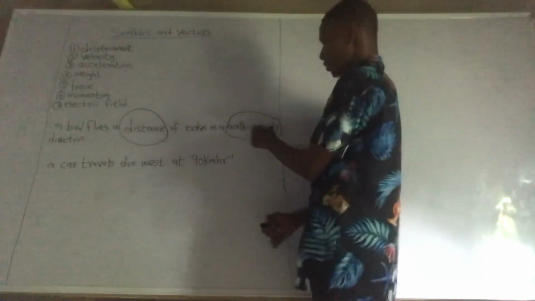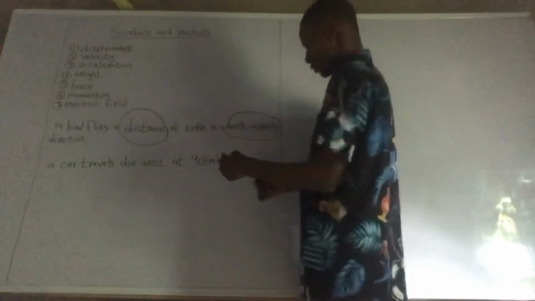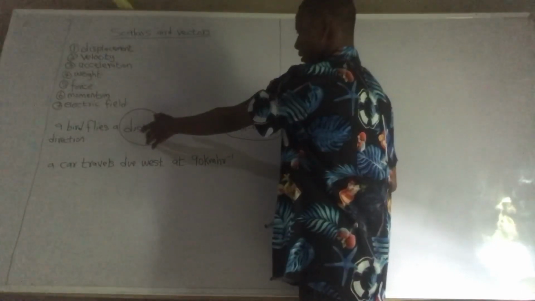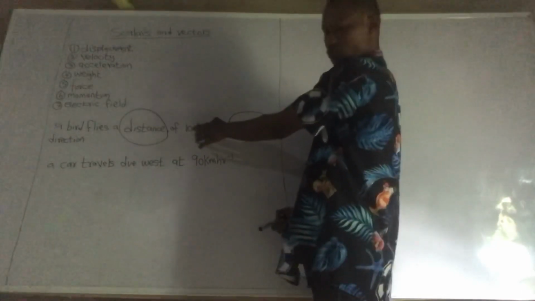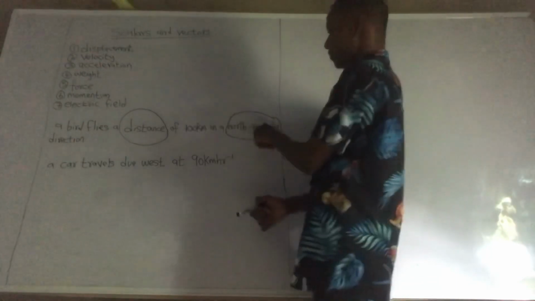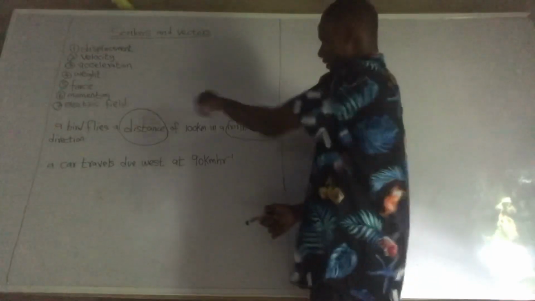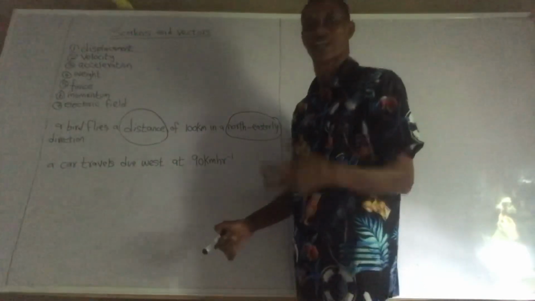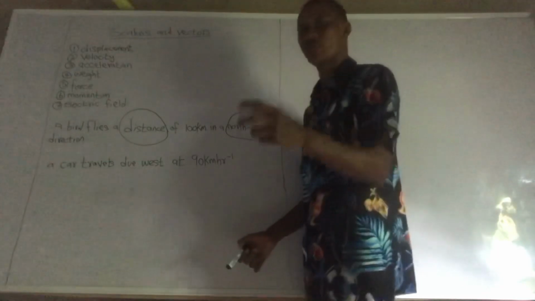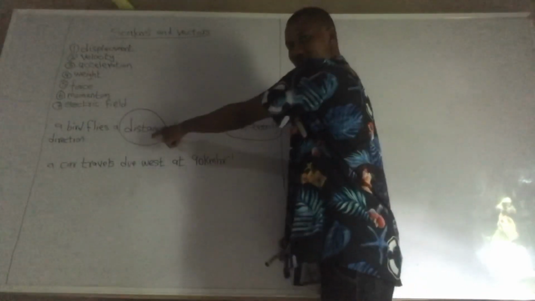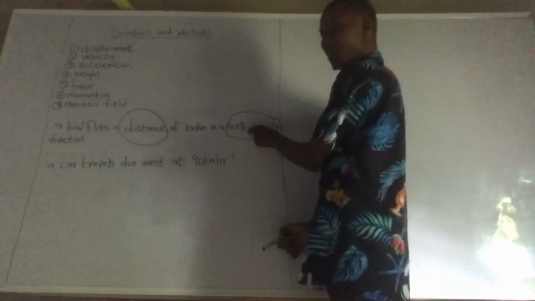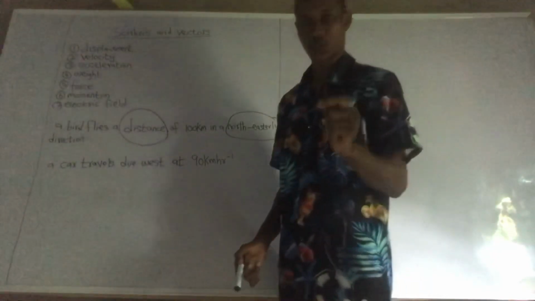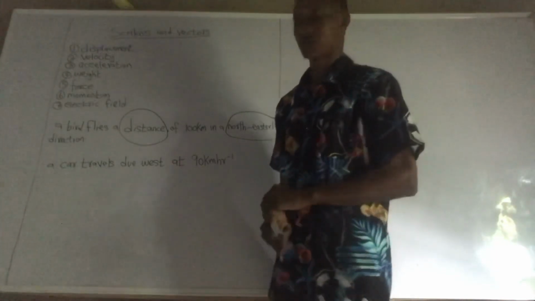And the direction is northeasterly direction. So in a statement where you have distance, which is a scalar quantity, described by this magnitude or numerical value, and you also have direction, that statement describes a vector quantity called displacement. And that's why I would say displacement is distance measured in a specified direction. So this statement describes the vector quantity called displacement.